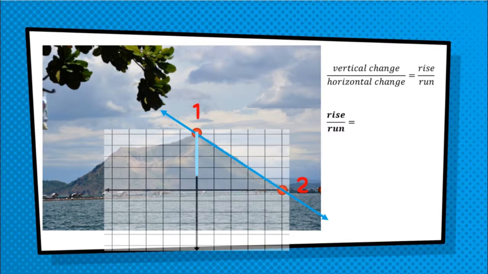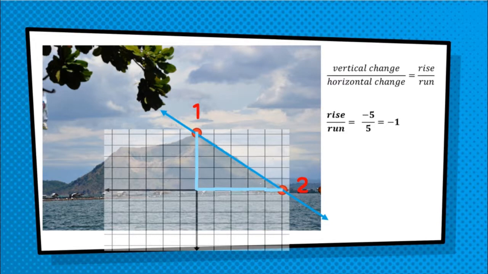1, 2, 3, 4, 5. Since our direction is downward, the sign of our rise is negative, and that is -5. Next, how many times do we have to run from where we stopped a while ago? Let us count. 1, 2, 3, 4, 5. Since our direction is to the right, the sign is positive. Therefore, our rise is -5 and our run is +5. Simplify them. Therefore, we have -1.